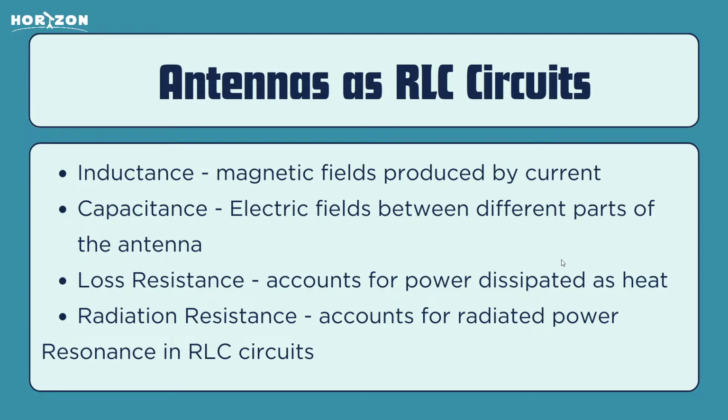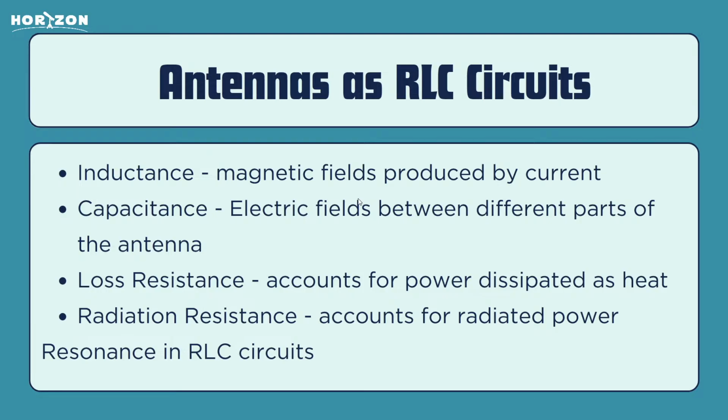and this includes the ohmic resistance of the antenna's elements. Radiation resistance, on the other hand, represents the effective resistance of the system, taking into account the power dissipated by radiation of the electromagnetic waves.